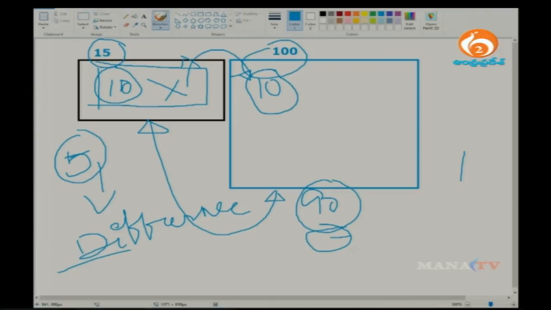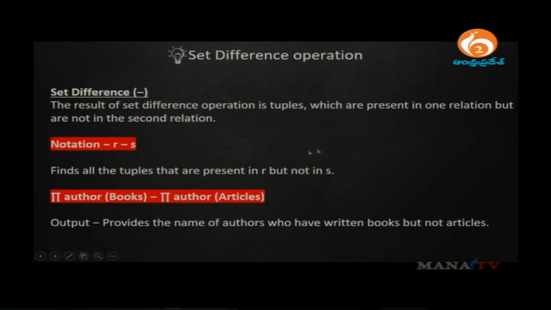This is all about the set difference operation. The result of a set difference operation is tuples which are presented in one relation but not presented in the second relation. Once you remove those, whatever is leftover comes from table 1. So it finds all the tuples that are presented in R but not presented in S. The notation is R minus S. The leftover is from R only, not from S. If you make the notation S minus R, it shows you the results from S.